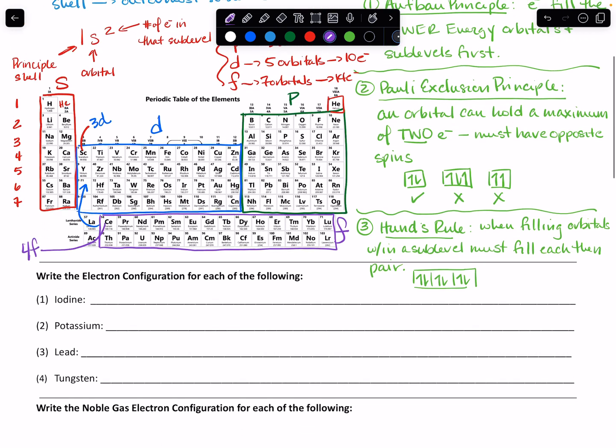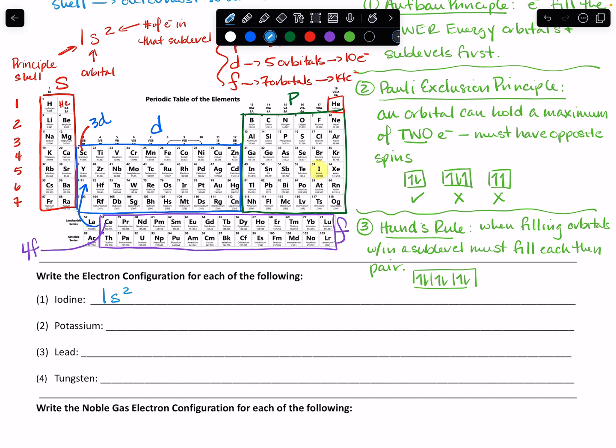All right, so let's try. First we're going to find which one we're looking for. So iodine, it's right here. Wow, I picked one that's way down the table to start. That's okay. Let's start at the beginning at hydrogen. So we're going to move across hydrogen and helium. So we fill principal shell 1, the S sublevel, with 2 electrons.